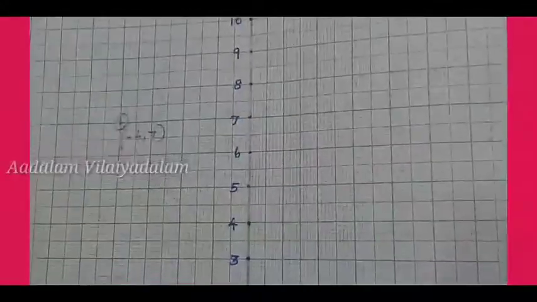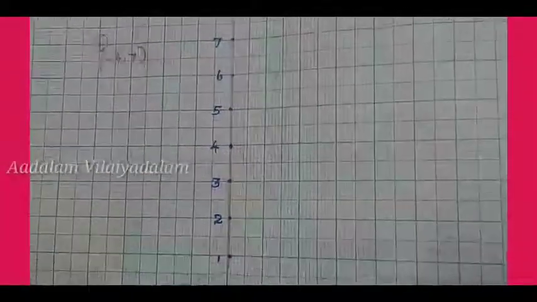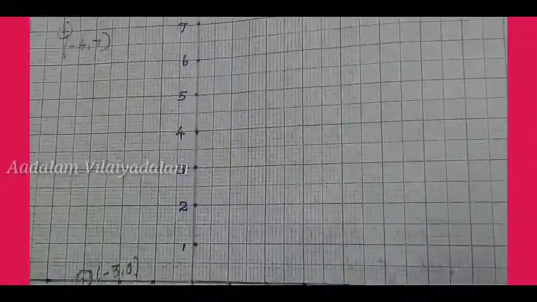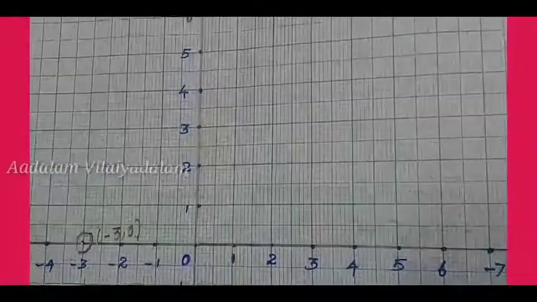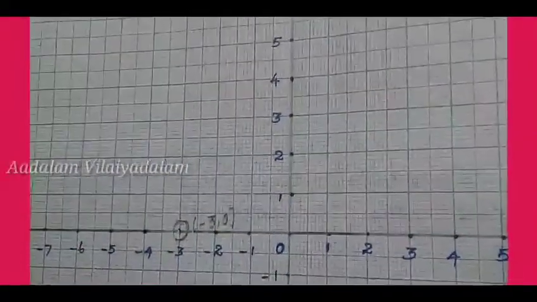The second point, minus 3 comma 0. So this is x axis minus 3, and y axis 0. The point lies on the x axis only. So minus 3 comma 0 here. Minus 2 comma minus 5. So minus 2 comma minus 5 on the y axis. It is in the third quadrant. So minus 2 comma minus 5.